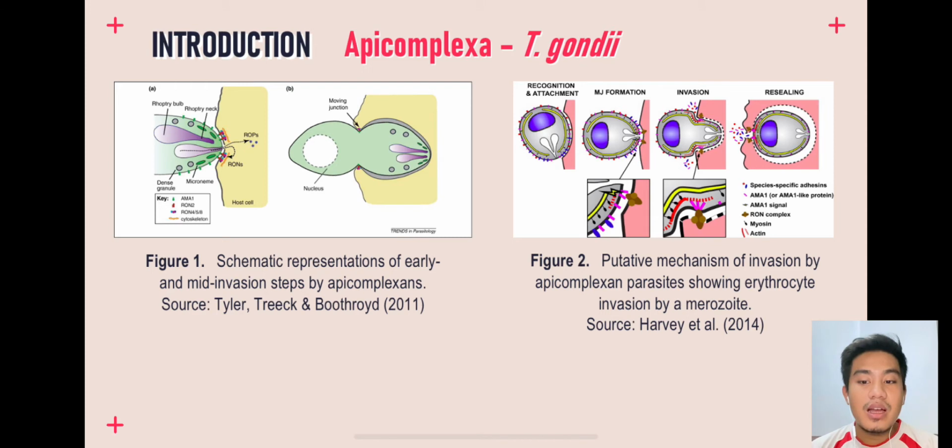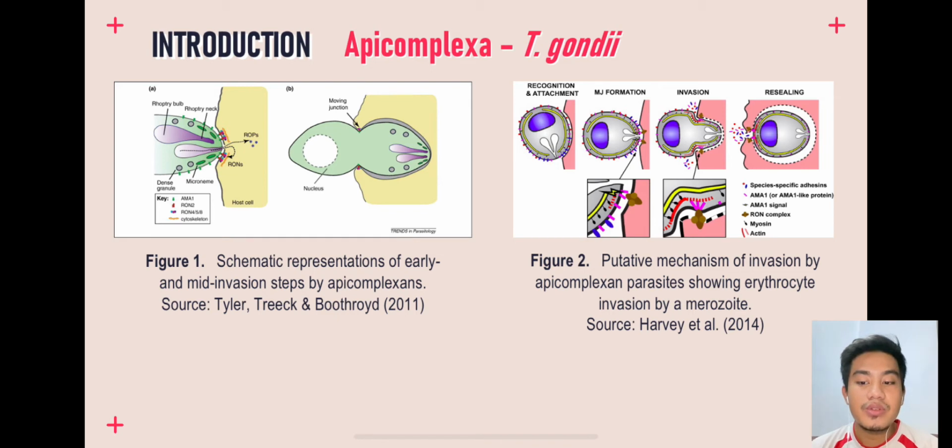Apicomplexan invasion is a highly coordinated process of attachment and penetration that relies on protein secretion events from two separate organelles, which are the micronemes and rhoptries. Molecular adhesins are released onto the parasite's plasma membrane by secretion from the micronemes, allowing it to connect to the host cell surface. The parasite apex is oriented toward the host cell after first attachment, and the rhoptry contents are discharged.